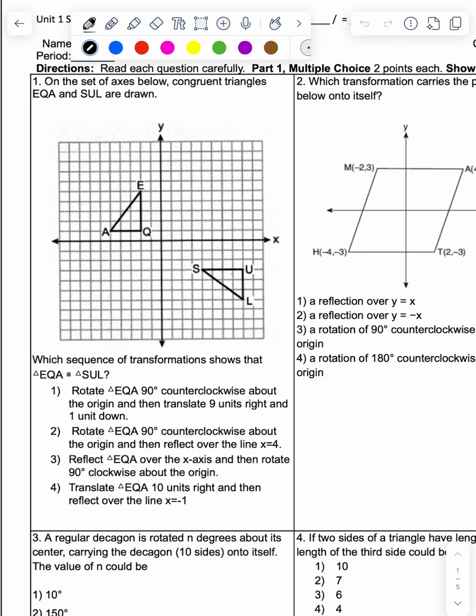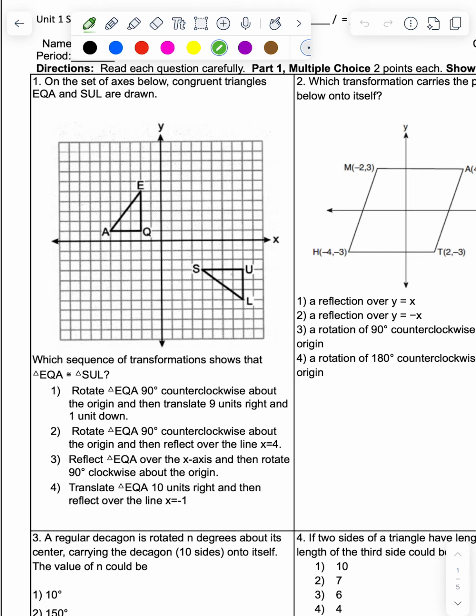In this video, I'm going to be going over test number 2. So in the first question, it's asking which sequence of transformations shows that the two triangles are congruent. So basically, which sequence of transformations maps triangle EQA onto triangle SUL.